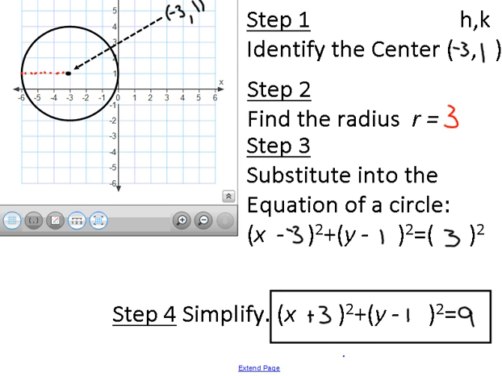When you simplify, all you're doing is simplifying the signs and simplifying the radius.